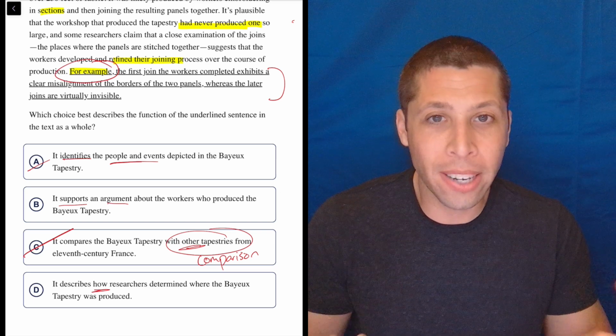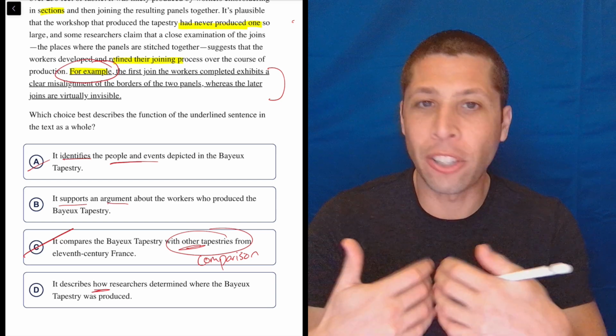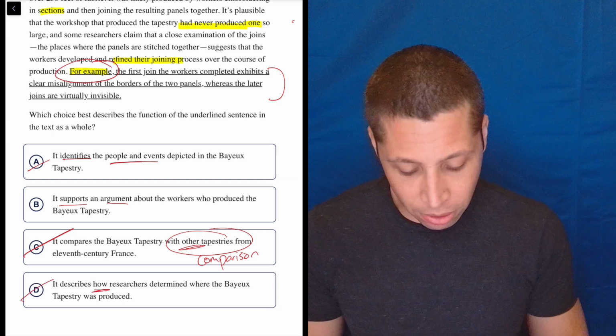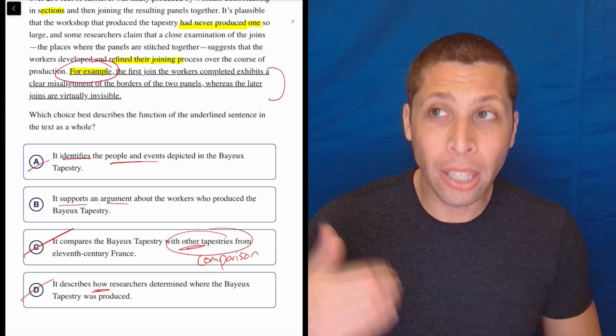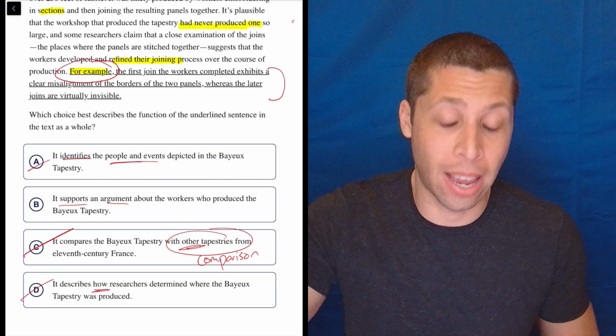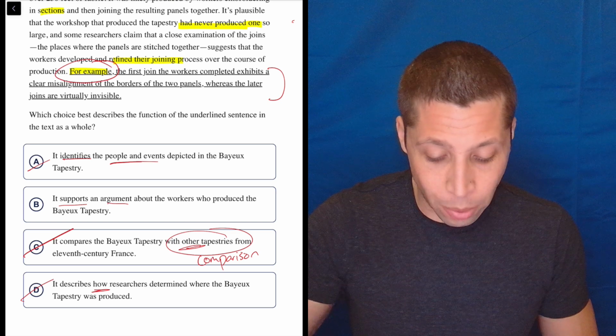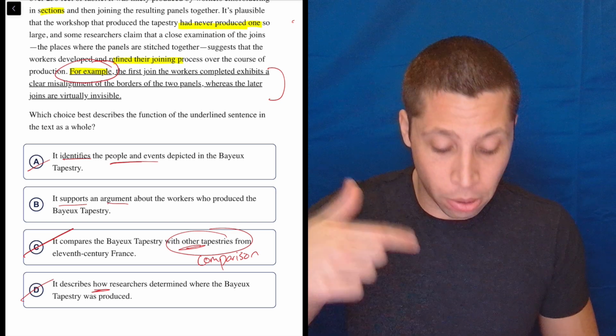So why does the fact that some of the stitching is good and some is bad tell me where it's from? I have no idea. So this, again, is a question that I can't answer by going to that underlined portion and pointing to things. Whereas B, I can, right? It supports an argument about the workers. So how does it support them? By providing an example. What is the argument?